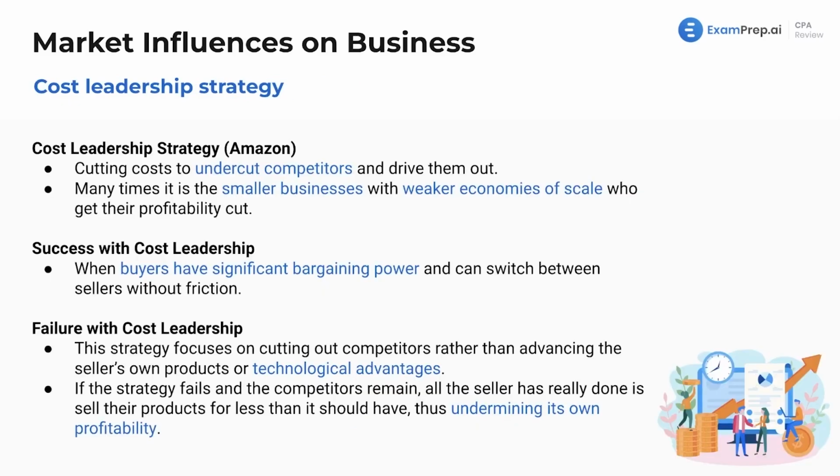Well, cost leadership strategy, my example for you here today is Amazon. Are you going to have to identify an example on the test? No, but it'll help you remember, right? If you just assign this in your mind and say, oh, cost leadership is Amazon, well, what does Amazon do? They cut costs to undercut competitors and drive them out.